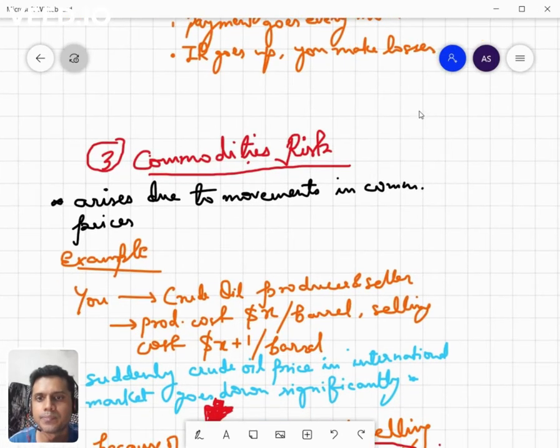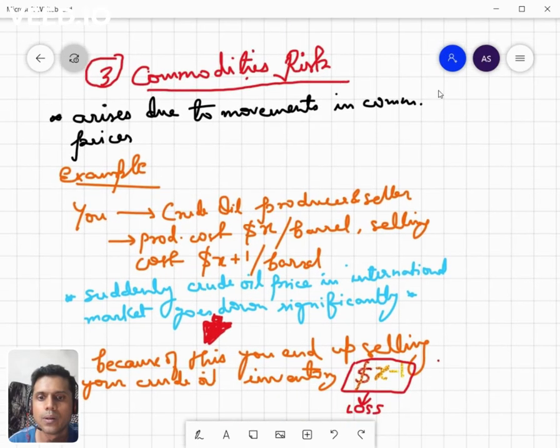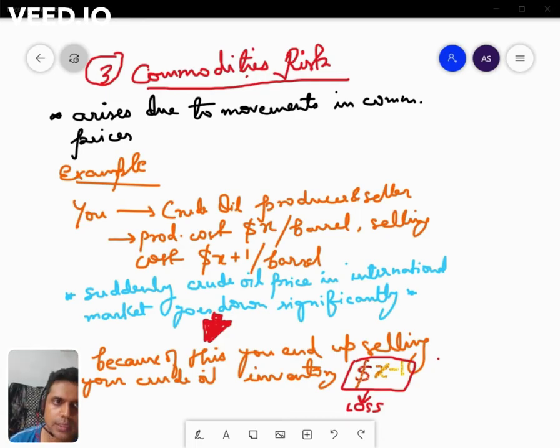All right. So with this, we will move on to the third category of market risk, which is commodities risk. This is the risk that arises due to adverse movements in commodity prices in the market.